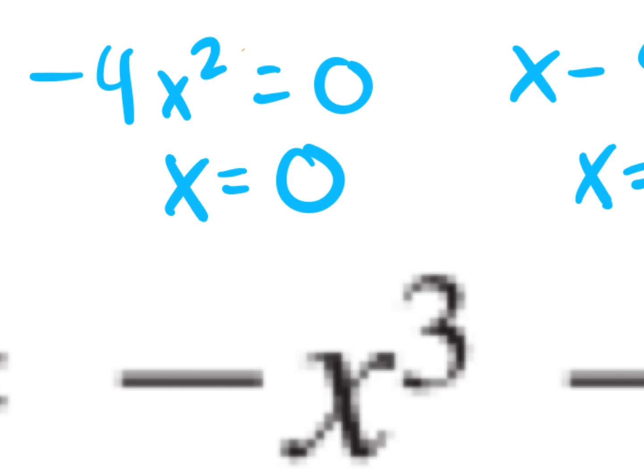Why is it 2? Because it's x squared. So I technically have two x's that are 0. So my multiplicity is 2. Is 2 even or odd? Even. And if I have even multiplicity, I touch and turn. Awesome.